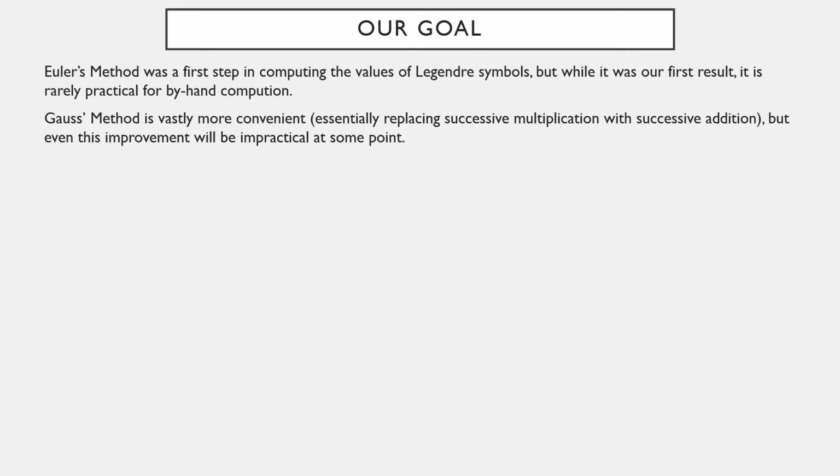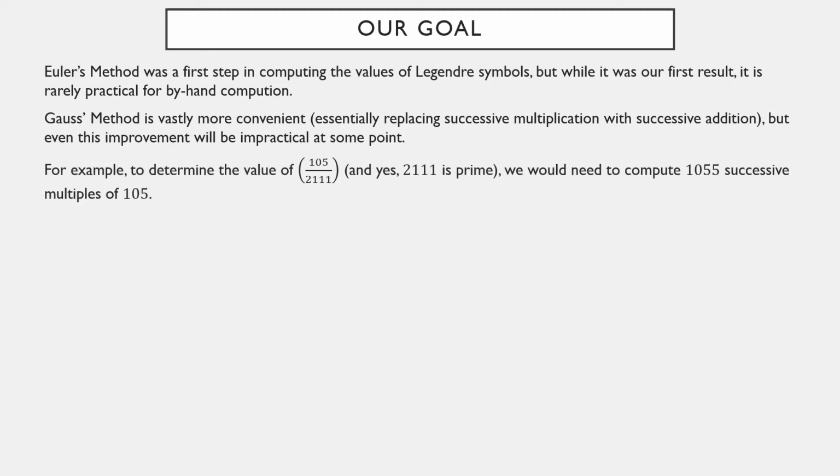Basically, instead of doing the successive multiplication in order to compute the exponents in Euler's method, in order to generate the multiples in Gauss's method, you simply have to do repeated addition. But even this improvement eventually becomes impractical. To determine the value, for example, of the Legendre symbol 105 over 2111, which is a prime number, what we would have to do is compute 1055 successive multiples of 105. We might be able to do it, true, but it's going to be extremely tedious.